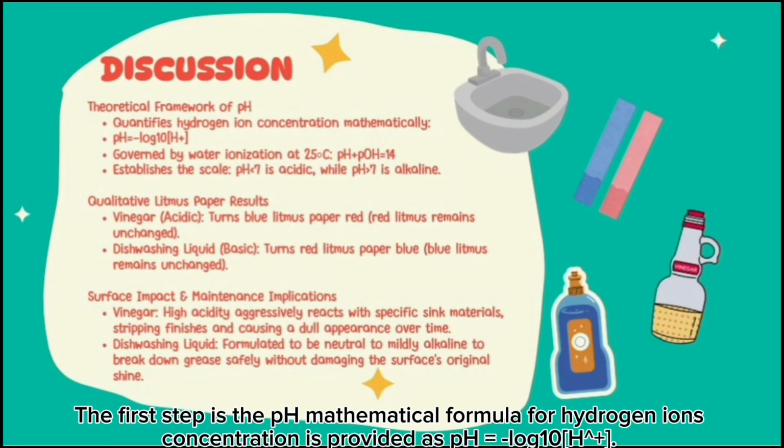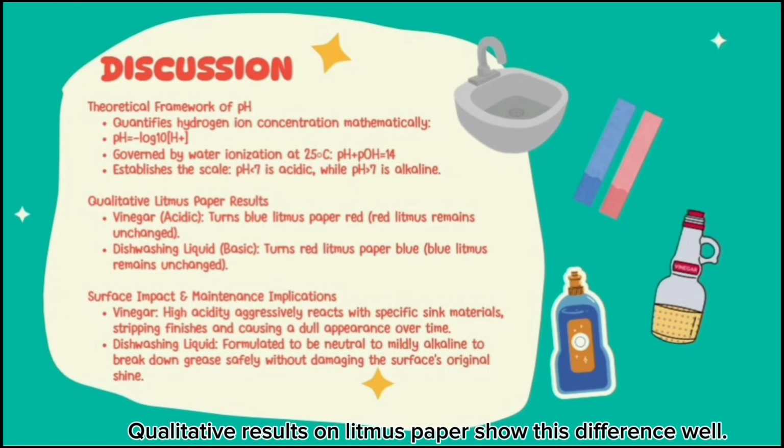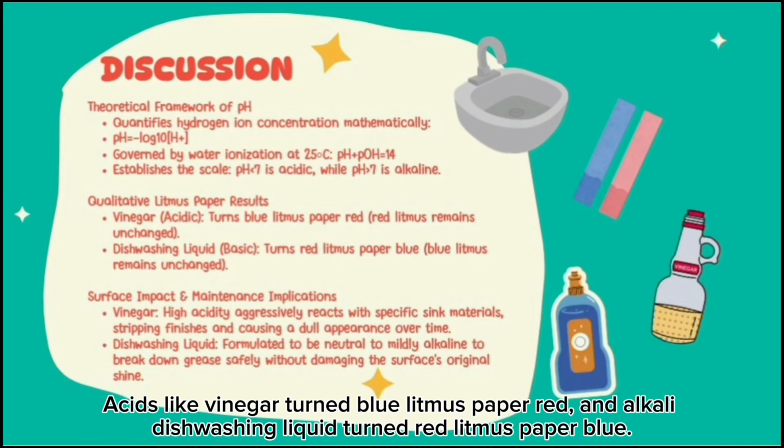Now moving on to our discussion, let's consider the scientific aspects of our experiment as illustrated. The first step is the pH mathematical formula for hydrogen ion concentration, given as negative log 10 of H plus equals pH. This pH value is controlled by water ionization at 25 Celsius, and the equation becomes pH plus pOH equals 14, where pH less than 7 means acidity and more than 7 means alkalinity. Quantitative results on litmus paper show this difference well. Acids like vinegar turn blue litmus red, and alkaline washing liquid turns litmus paper blue.